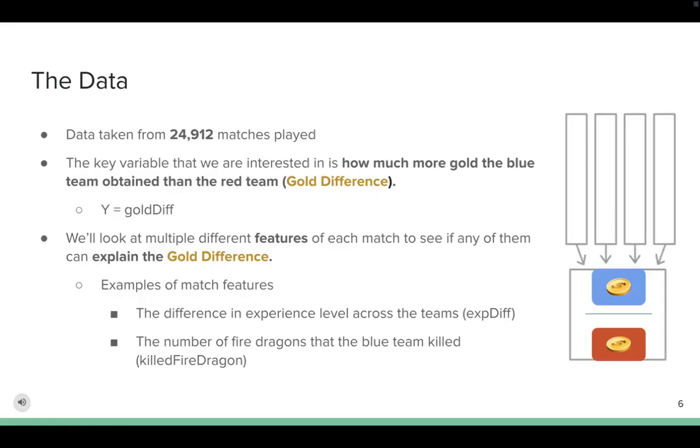The data that we used was taken from 24,912 matches. The key variable that we're interested in is how much more gold the blue team obtained than the red team, and we'll call this the gold difference. In other words, our response variable is y equals gold diff. We'll look at multiple different features of each match to see if any of them can explain the gold difference. Some examples of these match features are the difference in experience level across the teams and the number of fire dragons that the blue team killed in this single game.